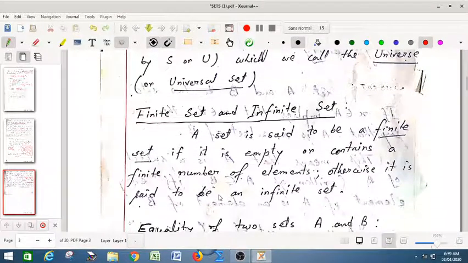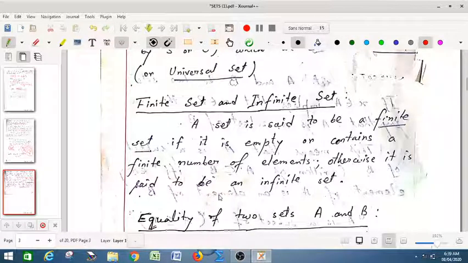Next, we are talking about finite sets and infinite sets. We already have so many examples of finite and infinite sets. A set is said to be finite if it is empty or contains a finite number of elements. Otherwise, it is said to be an infinite set.